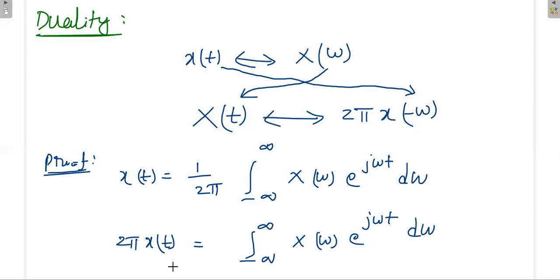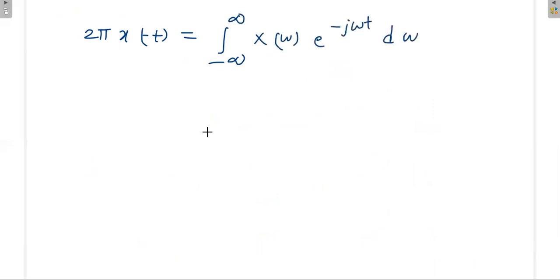Then replace t by minus t. Then this t will become minus t, and also here we'll put one minus. So 2 pi x of minus t equals the integral from minus infinity to plus infinity of X of omega e power minus j omega t d omega.